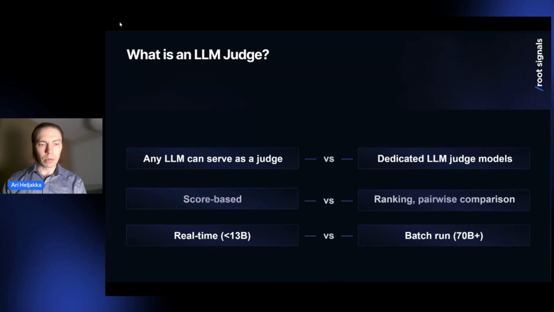Furthermore, these models might be giving you scores as an outcome. They might be doing rankings, so which output is better than the other one, and so on. And for practical purposes, you can think of some models being essentially real time, so something like less than 13 billion parameter models, and some models being essentially non real time. That would usually be something like 70 billion models and above. But of course, it depends on your hardware. This is maybe a rule of thumb.